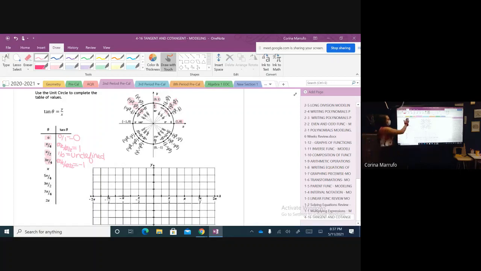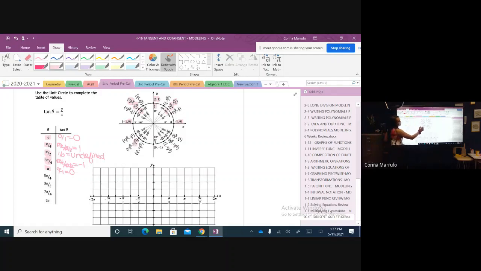Then we have the next one, which is pi. So then here at pi, we're going to take our y value, which is 0, and divide it by our x value, which is negative 1. And that gives you 0. Then we move on to the next one.